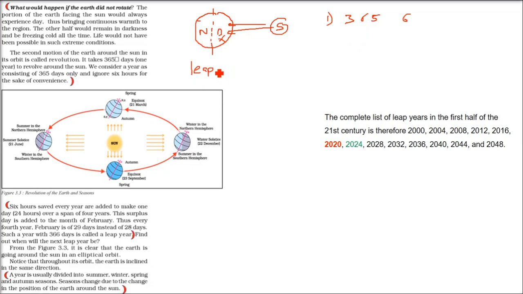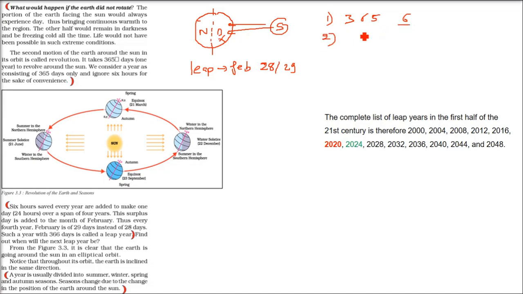What is a leap year? A year in which February will have 29 days rather than 28 days. It will have 1 day extra. From where has this concept come? In every year, 6 hours is extra with us.